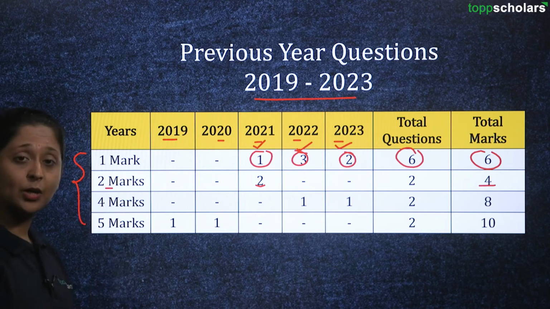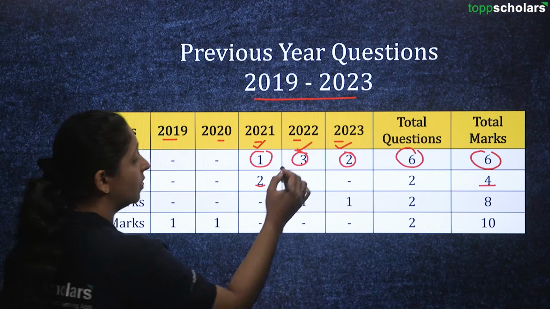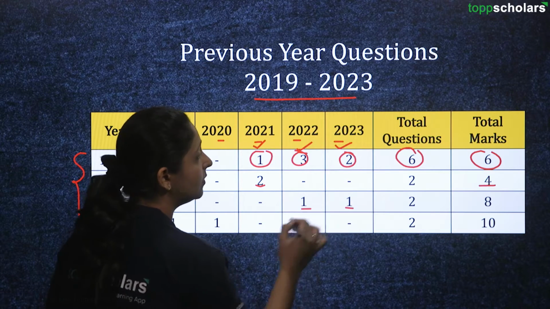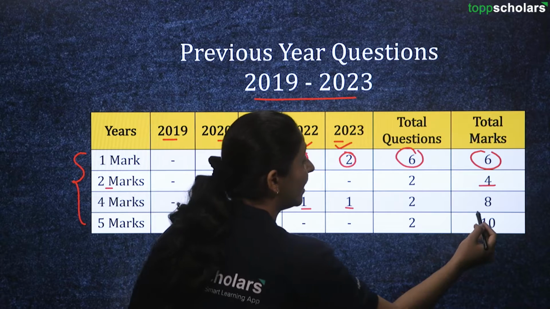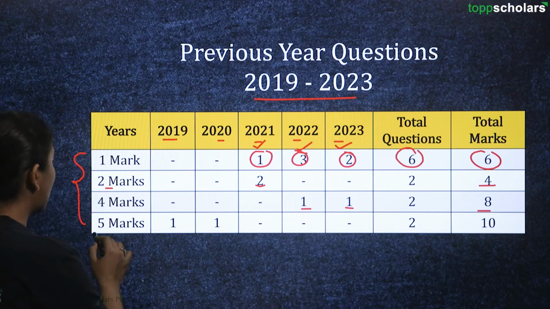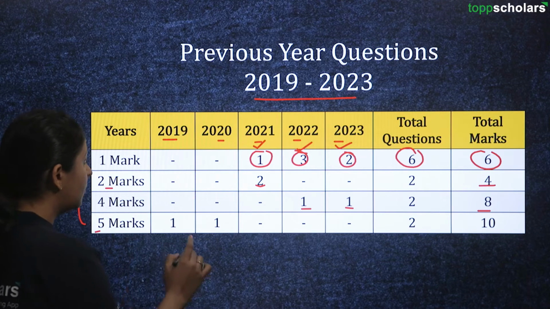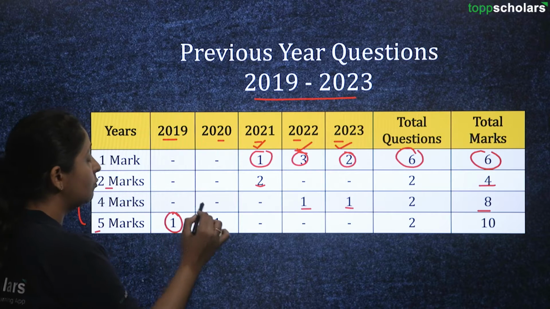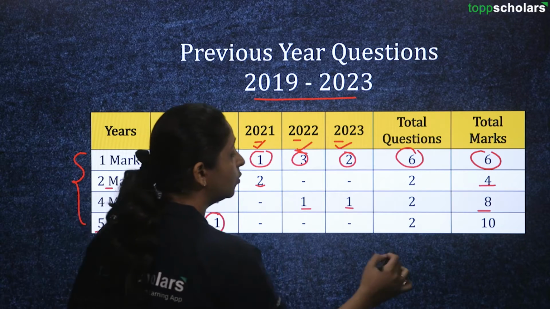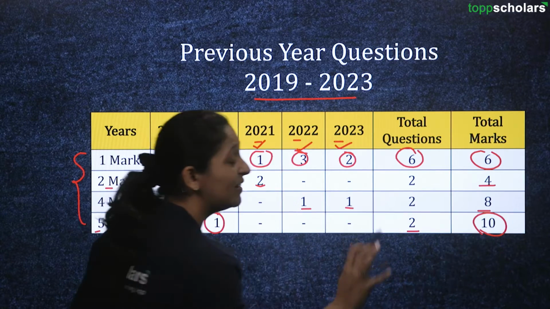Then you have 4 mark questions. So there were 2 questions in the year 2022 and 2023, total 2 questions holding 10 marks for you. And then lastly, we have 5 marker questions. We have 1 question in the year 2019, 1 in the year 2020. So total 2 questions holding total 10 marks for you.